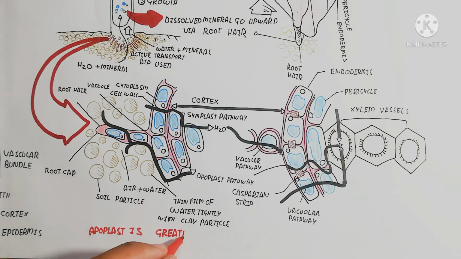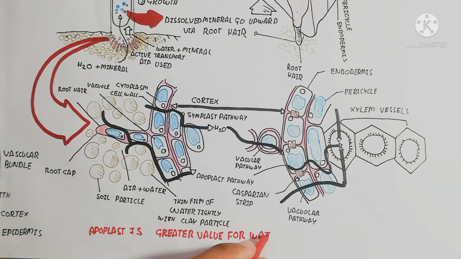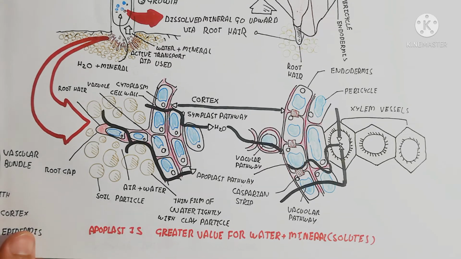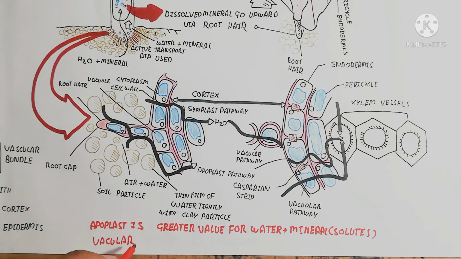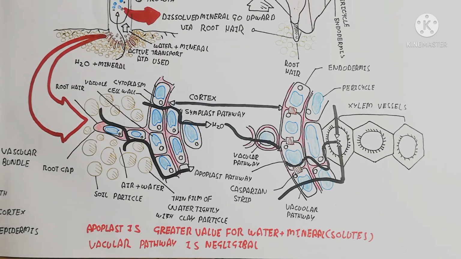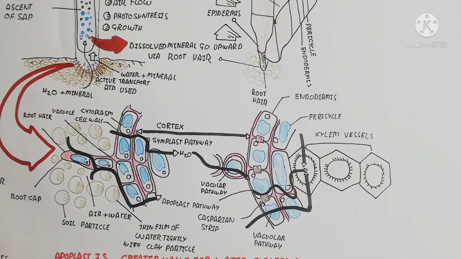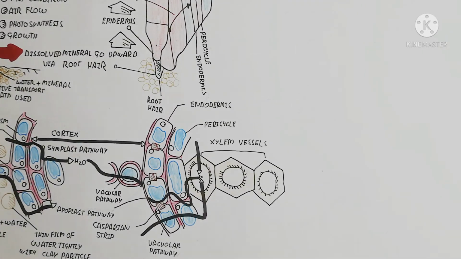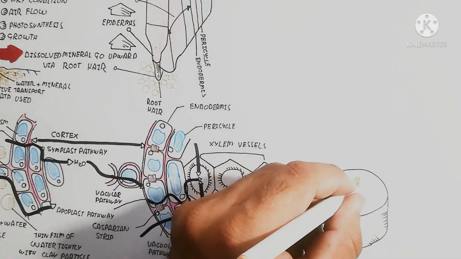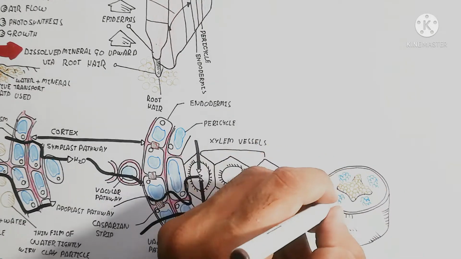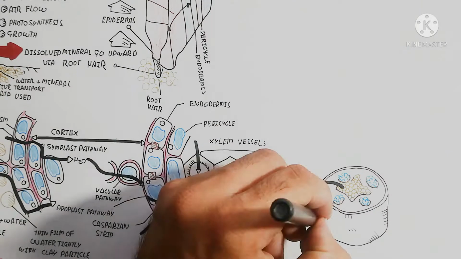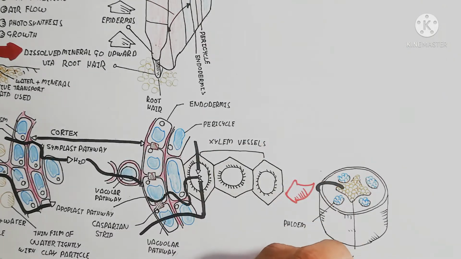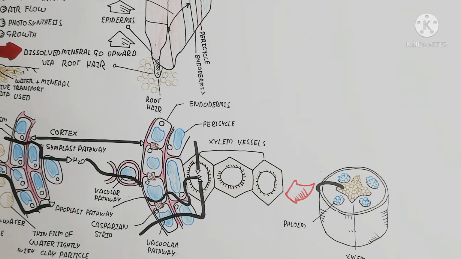The xylem vessel is inside the stem. So here is the xylem vessel. The water will move into the xylem vessel and ultimately toward the target site, for example where photosynthesis or transpiration occurs. So the apoplast is of greater value for water, minerals and solutes, because the movement of water is important and the mineral and water deposition is comfortable for it.